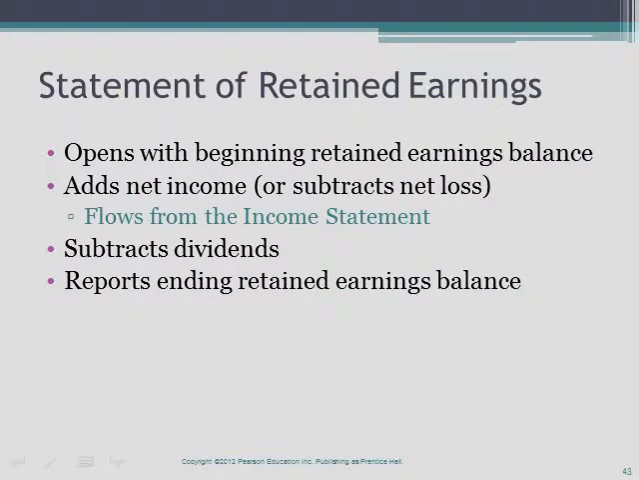The statement of retained earnings opens with the beginning retained earnings balance. So the closing or ending balance of the prior year is the opening or beginning balance of the current year. We then add net income or subtract net loss, and these amounts come right off of our income statement. We then subtract dividends if dividends are declared and paid by the board of directors. And what we end up with then is the reported ending retained earnings balance.